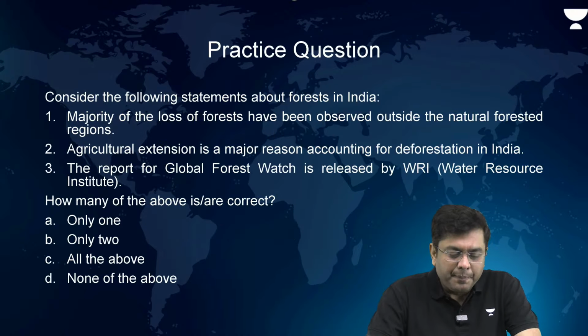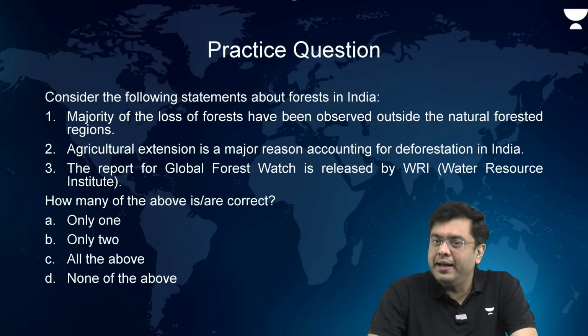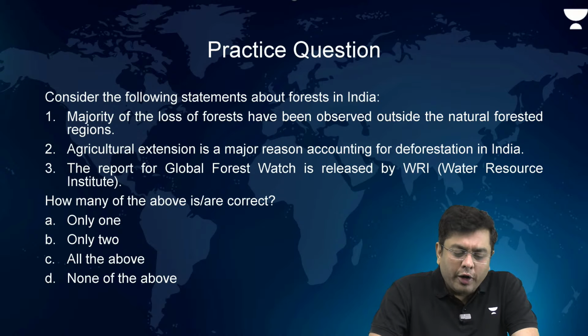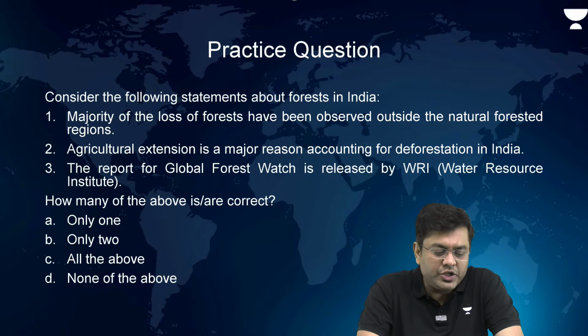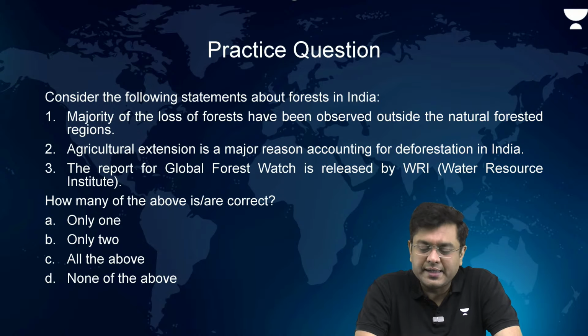Okay. Now, let us take a look at the question. Consider the following statements about forests in India. Majority of the loss of forest has been observed outside the natural forested region. Take a look at the question and do let me know which is the correct answer. How many of the above is or are correct? A, B, C and D.